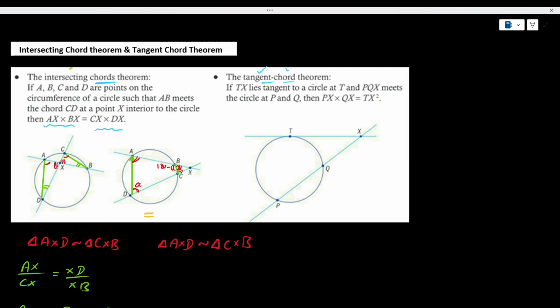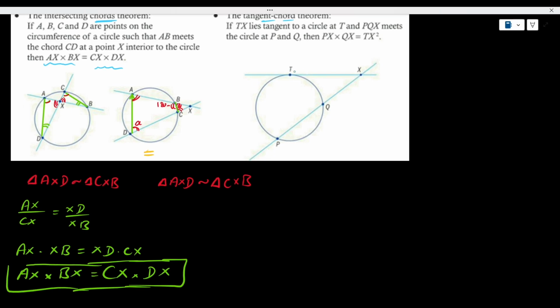Here, one is a tangent and one line is a chord. You can see in the figure that XT is a tangent and XP is a chord. So how do we do it here? Also, we have to prove it, but we can't use similarity here.